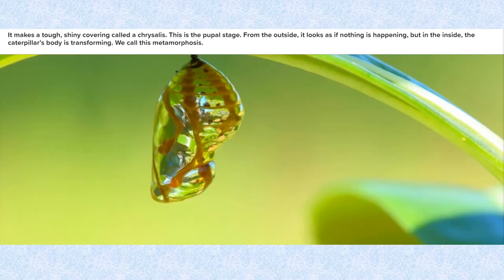And then the caterpillar would make a tough, shiny covering, and their particular pupa is called a chrysalis, and that's the pupal stage. From the outside, it looks as if nothing's happening, but inside the caterpillar's body is transforming, and we call this metamorphosis. Some of you might have seen, if you've grown butterflies, that sometimes you can actually see them wiggling about inside when they're ready to hatch.